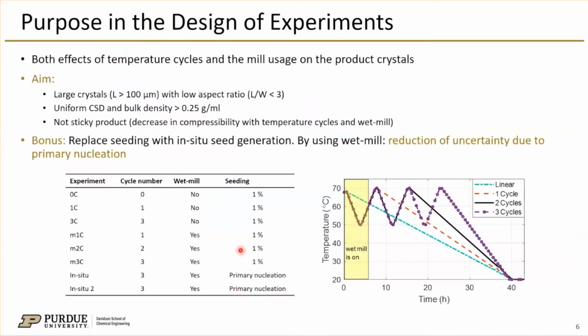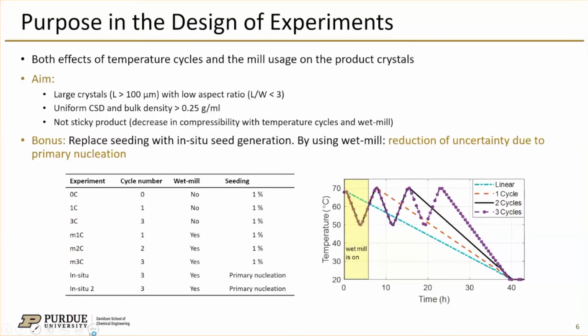For this purpose, and following the model-based work I just presented, we designed 8 different experiments to compare the effects of temperature cycle number and wet mill usage. In addition, we also replaced the seeding, which is the foundation of industrial crystallization of this compound, with in situ seed generation by benefiting from the internal wet mill. Here in this table, you see the naming for these experiments and the process parameters we changed. The numbers at the beginning correspond to the cycle number, and the letter M corresponds to the wet mill usage.